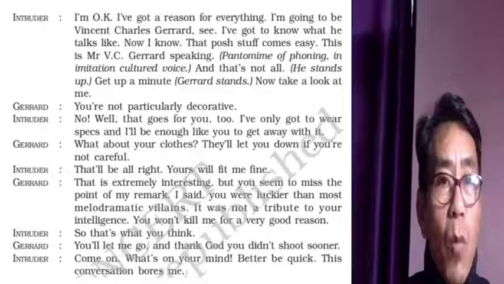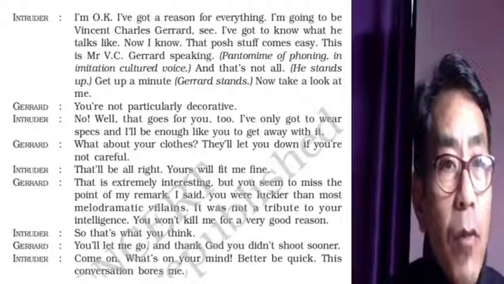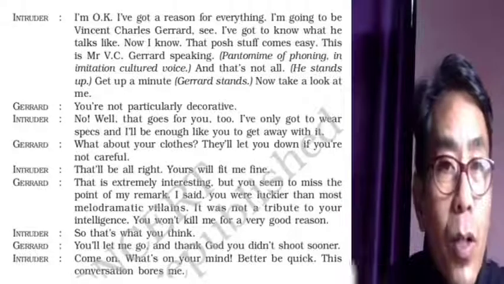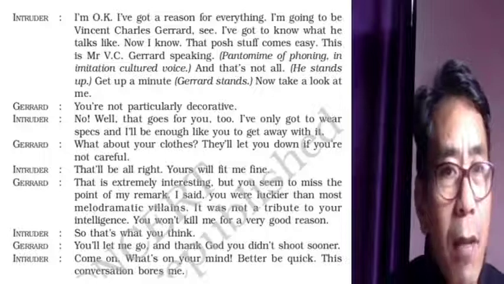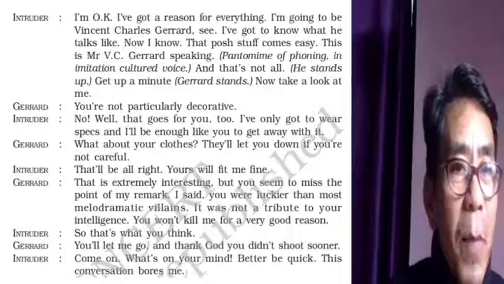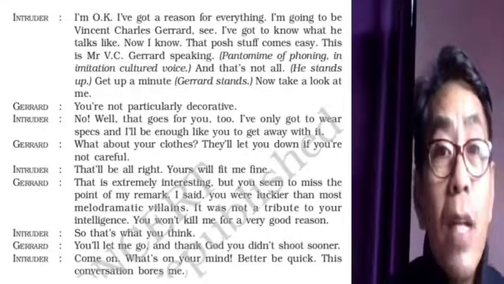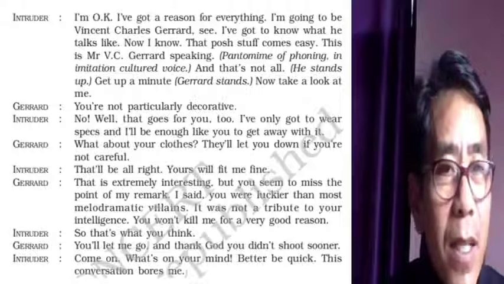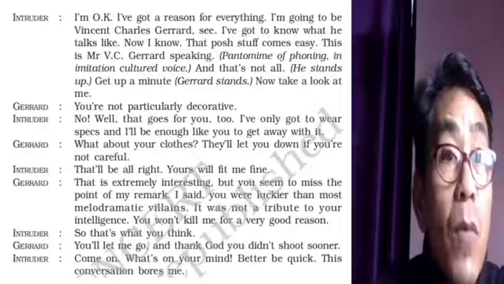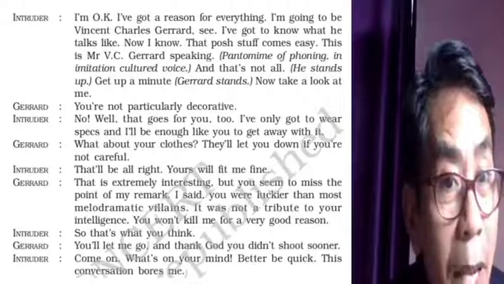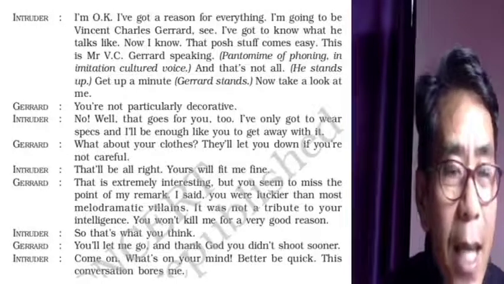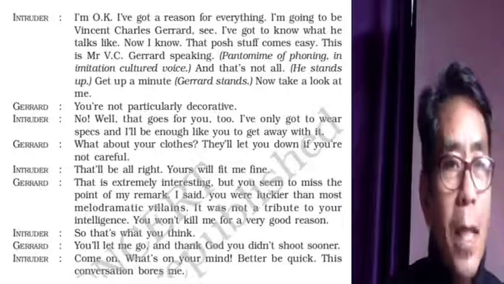And Mr. Gerard said, what about your clothes? They will let you down if you are not careful. Okay, what about your clothes? The clothes that you are wearing are not mine, so they will easily know that you are not Mr. Jarrett. Yes, the intruder said, that's all right, yours will fit mine. The intruder said that as far as the clothes are concerned, there is nothing to worry about, because the clothes that Mr. Jarrett was wearing will fit him. Right from the beginning, we know that Mr. Jarrett and the intruder had the same body size and all these things.